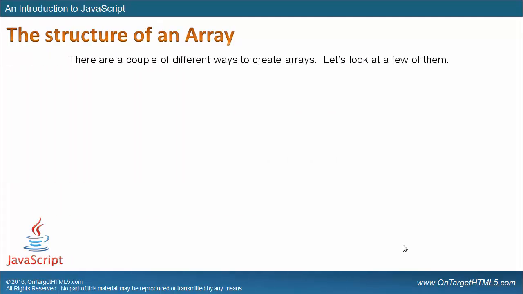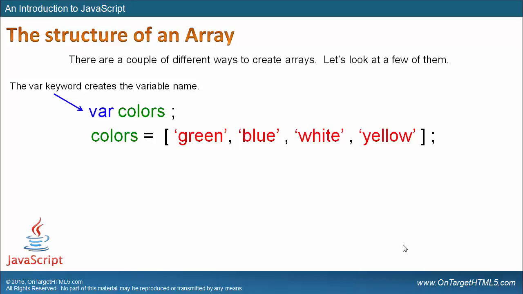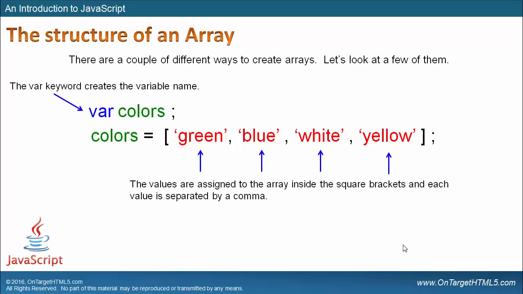And let's look at the typical structure of an array. There's a couple of different ways that we can create arrays, and let's look at those as we walk through this presentation. First off, we create a variable called colors. The var keyword will create that variable name. Then we're going to assign values to colors. And inside square brackets, you notice these are square brackets, not parentheses, we have a comma-separated list. And because these are string values, in other words, they're text, they're enclosed in quotation marks. So the values are assigned to the array inside square brackets, and each value is separated by a comma. And again, because these are strings, we have them enclosed in quotation marks.